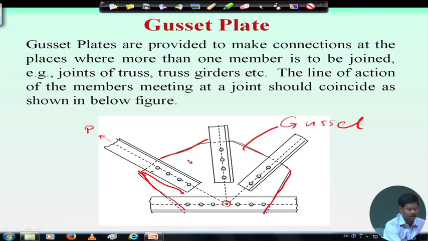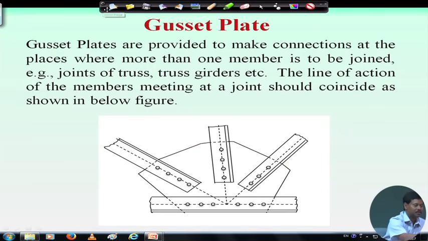So, this is one aspect we have to keep in mind. Also, when designing, the gusset plate length should be as small as possible, so that the material for the gusset plate is minimized. Another point is that the thickness of the gusset plate should be a little more than the member itself. Whatever the member thickness is, the gusset plate thickness should be a little higher.